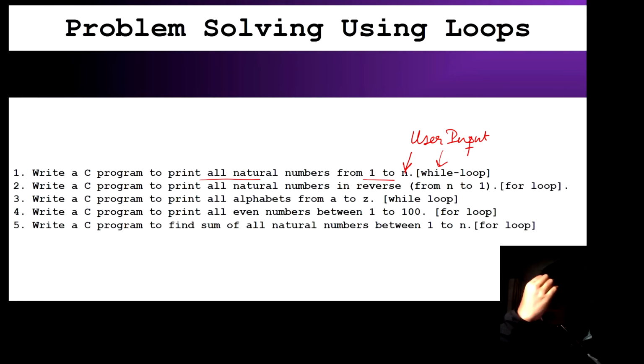See the next question. Write a C program to print all natural numbers in reverse, that is from n to 1, using a for loop. This is the reverse of the same thing, but we will implement the for loop now. So how do we implement a for loop? Let's go to VS Code and see.